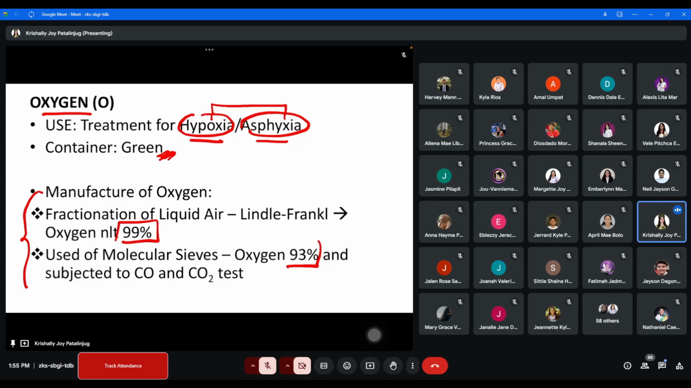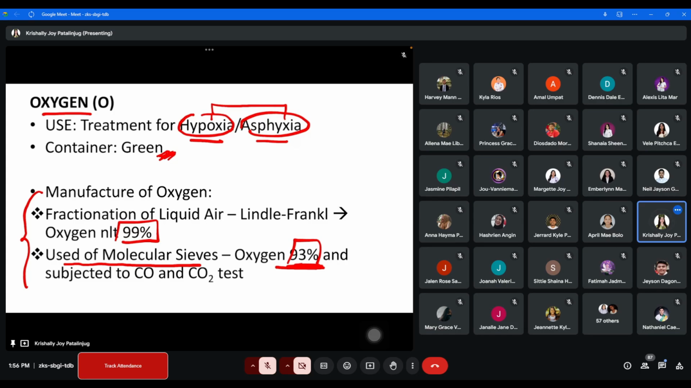We have the production methods of oxygen via Linde-Frank. We could obtain not less than 99% purity of oxygen via fractionation of liquid air. Then with the use of molecular sieves, we could obtain about 93% purity of oxygen. So, between the two, there are still impurities, or many more expected impurities upon obtaining oxygen, which is with the use of molecular sieves, because only 93% purity is obtained.